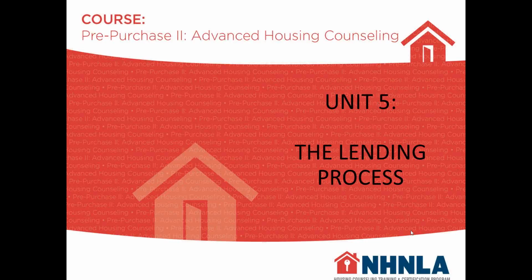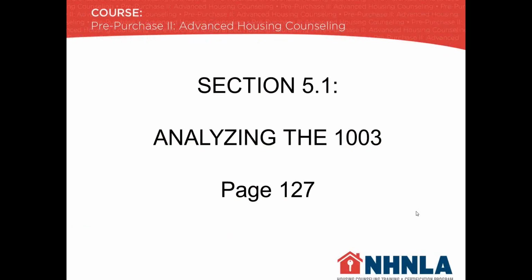Unit 5, we'll be going over the lending process in this unit. Specifically, we'll be talking about the Uniform Residential Loan Application, the 1003, and we'll be going through each section in the 1003. We also will have a brief discussion about the good faith estimate and a little bit about going over the underwriting process and who the players are in the underwriting process. But let's go ahead and start Unit 5 with a discussion about the 1003.